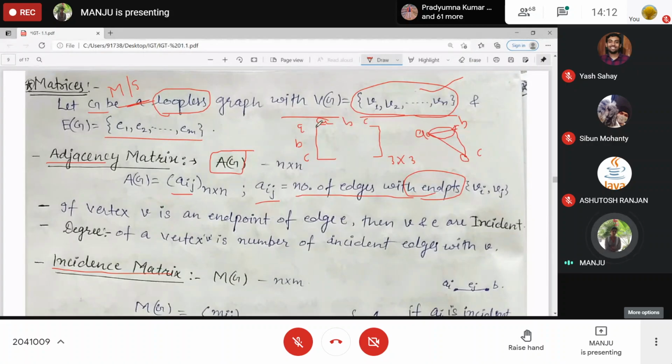Now, how many edges are there with endpoints A and A? That is, how many edges between A and A? First vertex, second vertex, first vertex, third vertex. How many are present between A and B? The number of edges between vertices A and B is 3. So the second entry, A, B, will be 3.